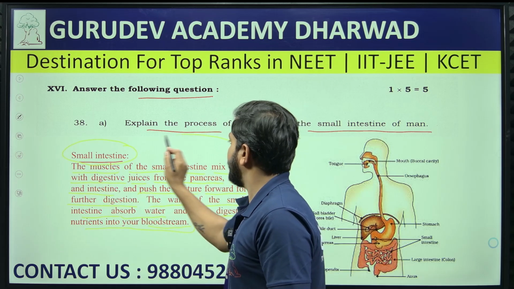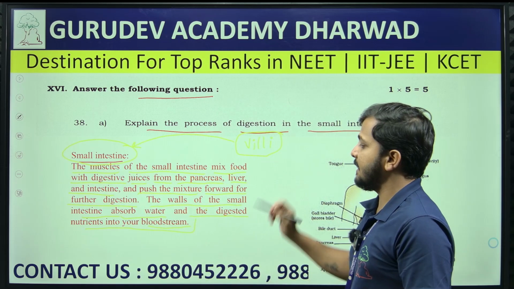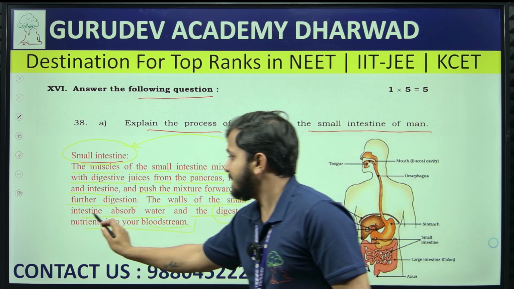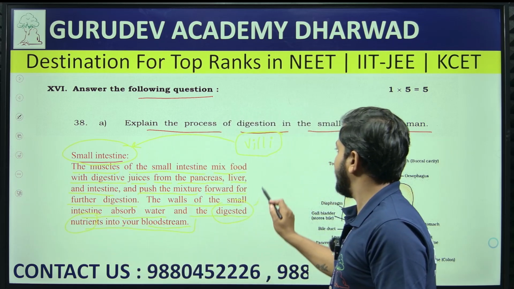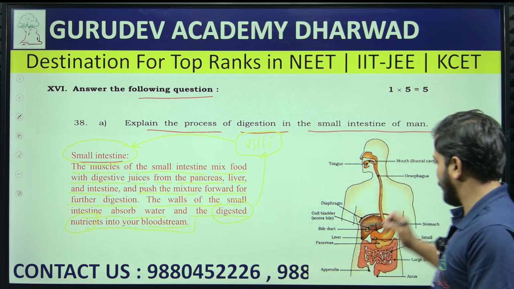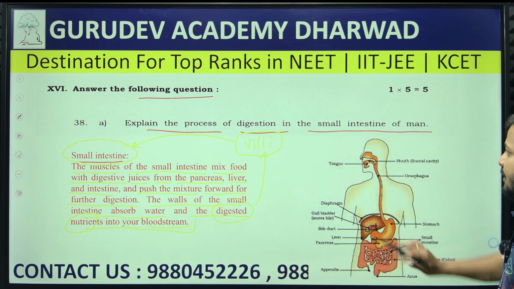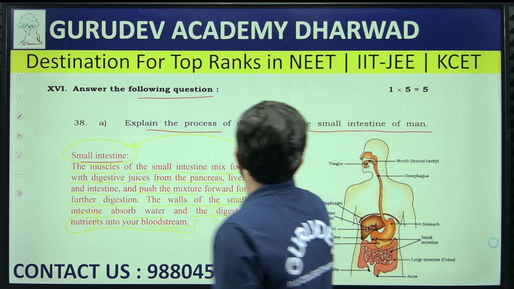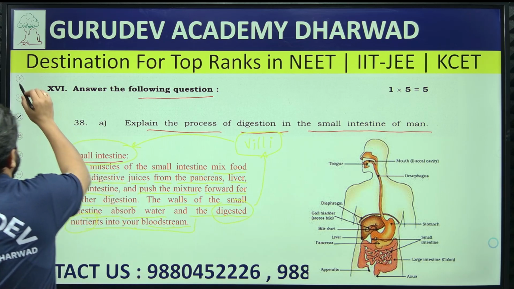You will find the presence of villi in the small intestine, which absorb the digested nutrients and pass them on to the bloodstream. So overall, this is the digestive system of man. Only this much is required for this answer.